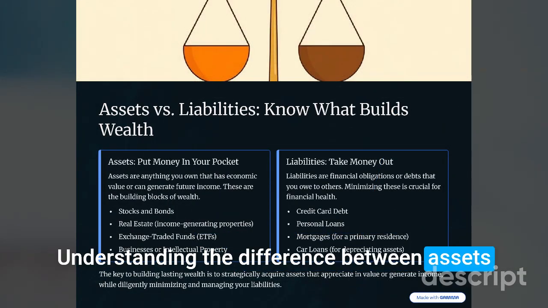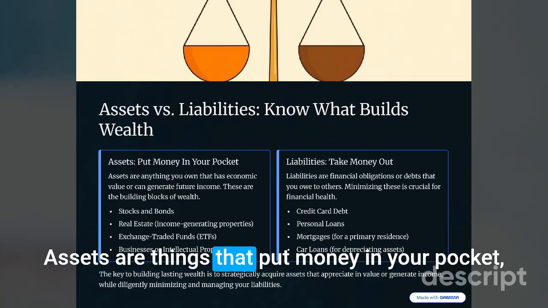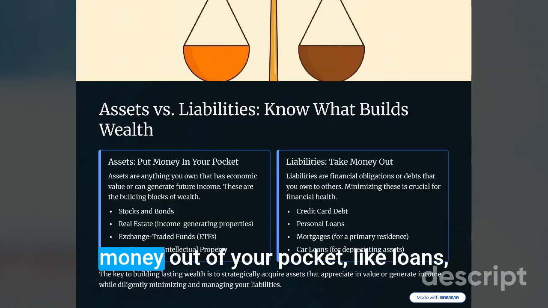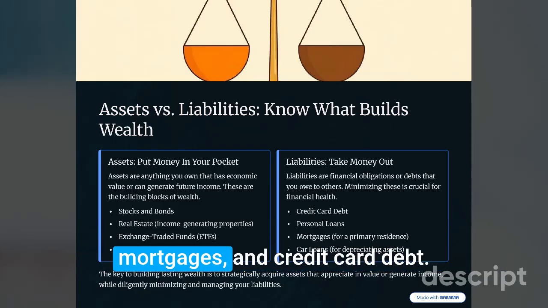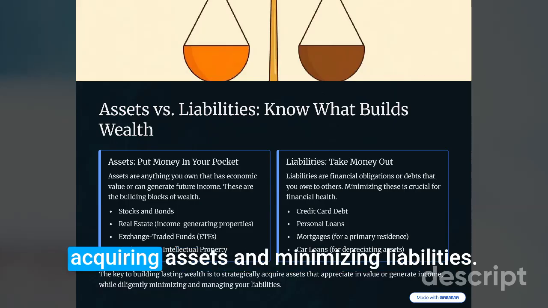Understanding the difference between assets and liabilities is essential for building wealth. Assets are things that put money in your pocket, like stocks, bonds, real estate, and businesses. Liabilities are things that take money out of your pocket, like loans, mortgages, and credit card debt. To build wealth, you need to focus on acquiring assets and minimizing liabilities.